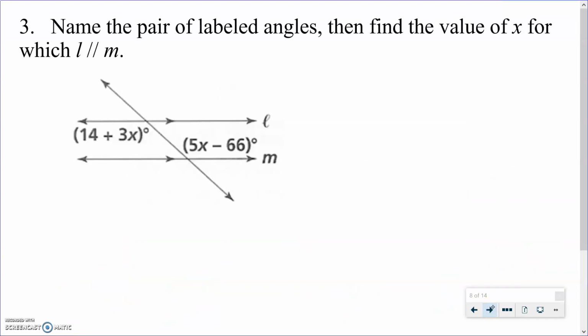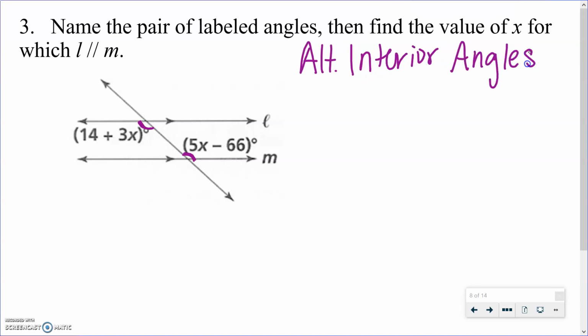All right. So the next thing that we want to do here is just name how these are related. It's kind of hard to tell which angles we're talking about, but we're talking about this angle here and this angle here. If we have line L and line M, and they're cut by a transversal, and these two angles related to that transversal and those two parallel lines, those are alternate interior angles. So we've named the angles. Then we want to find the value of x.